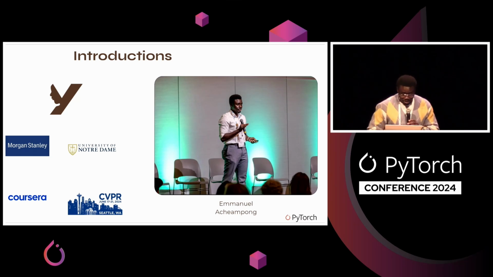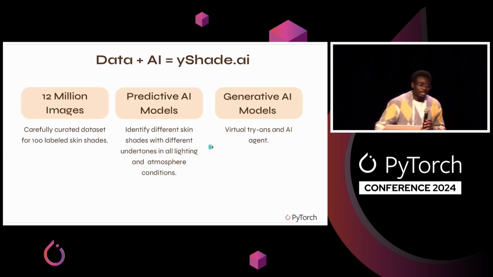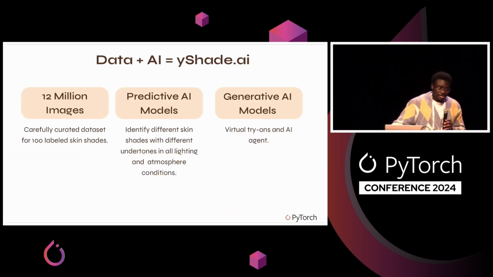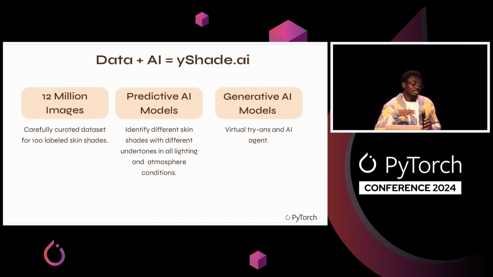What YShade.ai is, simply, is a company that builds computer vision algorithms for the beauty and then the fashion space, right? So we've been able to curate a custom data set of 12 million images that we build together with a variety of estheticians and makeup artists. And on top of that data set, we've been building both predictive algorithms and also generative algorithms.